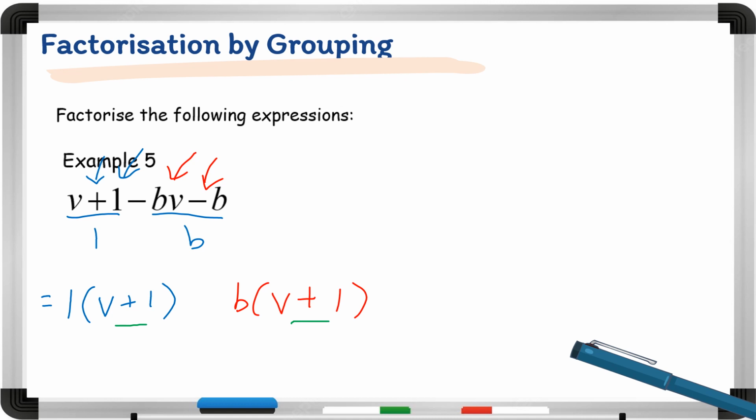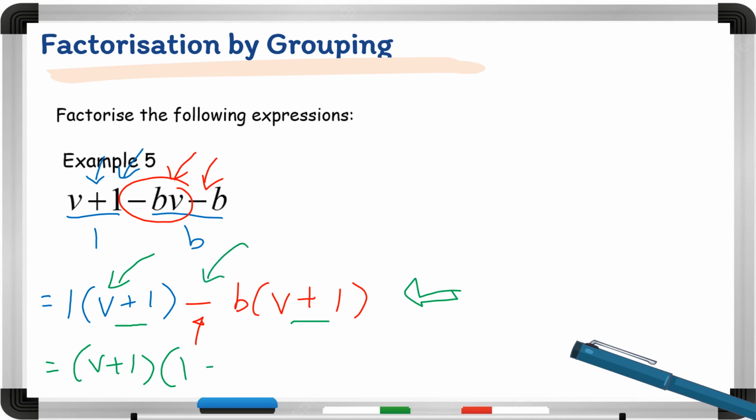What should be the operation in the middle? Because we have a minus bv, the operation in the middle should be a minus. After taking out the common factor for the last step, we will have v plus 1 as the common factor. So the first term divided by v plus 1, we will have 1. The operation is a minus. The last term divided by v plus 1, we will have b. And hence, we have completed the factorization by grouping for this example.